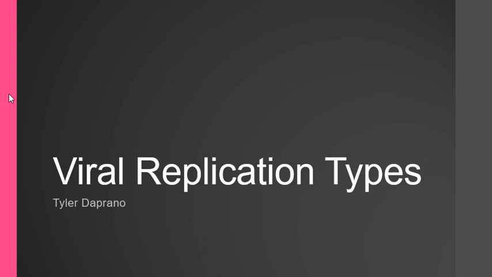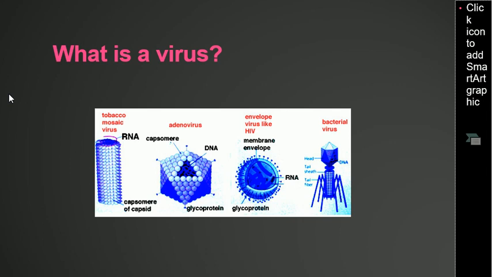So, before we start understanding the types of viral replication, we need to know what a virus is. It is a double-stranded or single-stranded RNA or DNA genome that is surrounded by a protein coating called a capsid. In some viruses, the capsid is surrounded by a lipid bilayer that contains viral proteins. This extra layer is called the viral envelope.